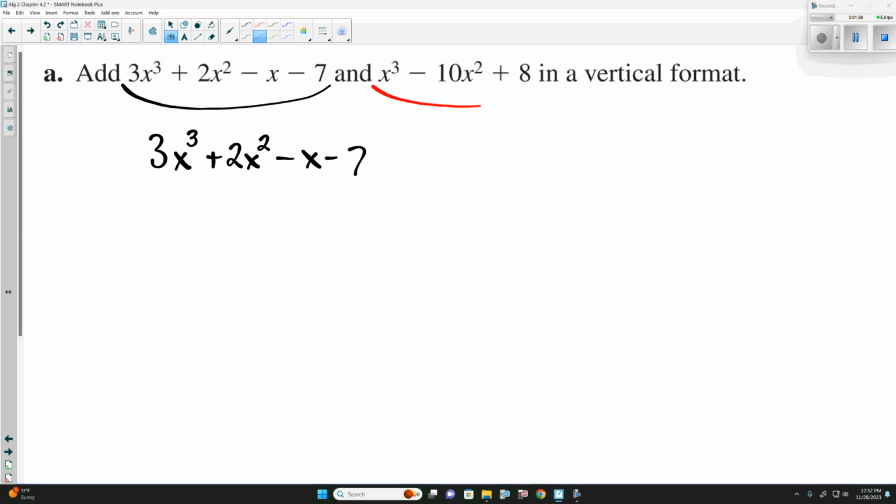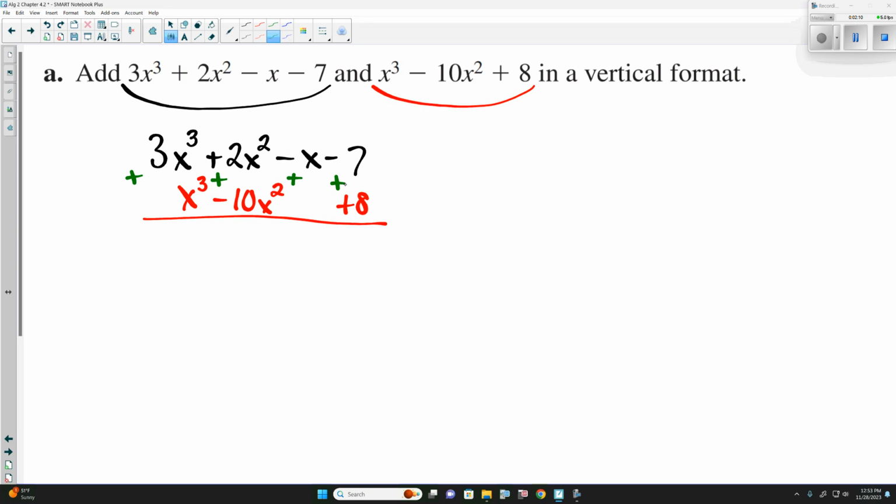The second one we're adding to it, we're going to put the like terms underneath it. So we'll put the x cubed term, which is just x cubed, under 3x cubed. We'll put the negative 10x squared under our x squared term. Since we don't have an x term, we won't put anything under the negative x. And we'll put the plus 8 under the 7. We line our like terms up so that when we add them together, we can simplify this a little bit easier.